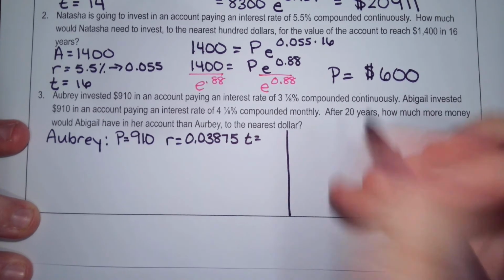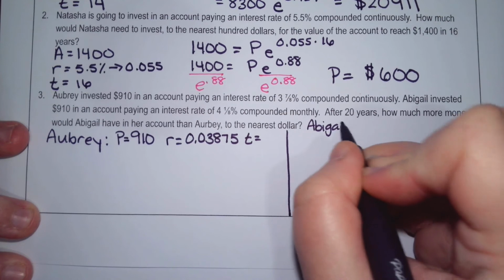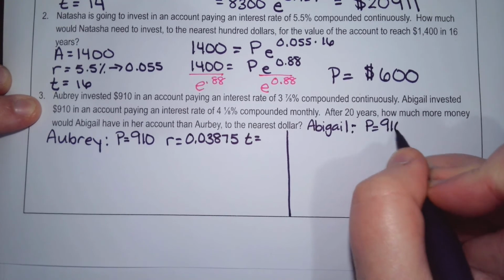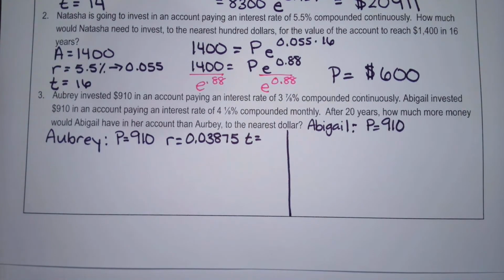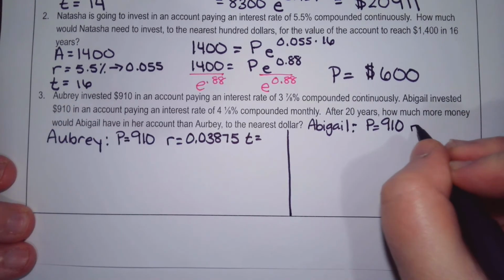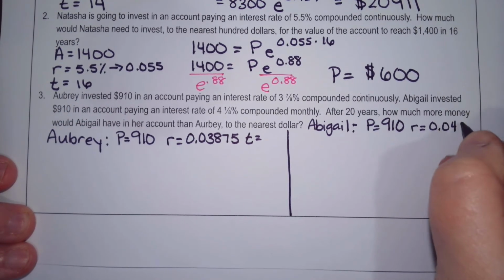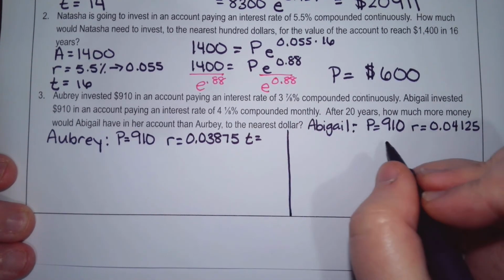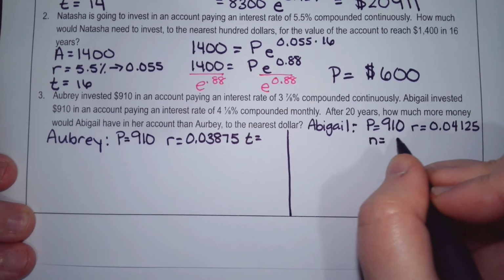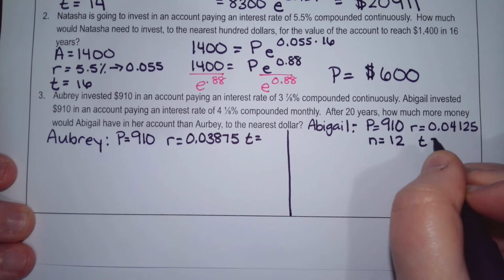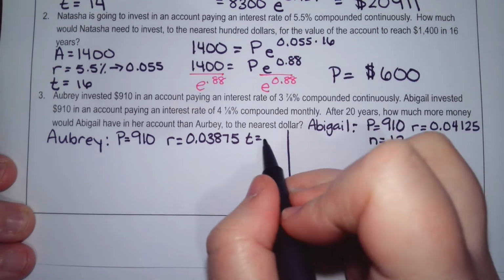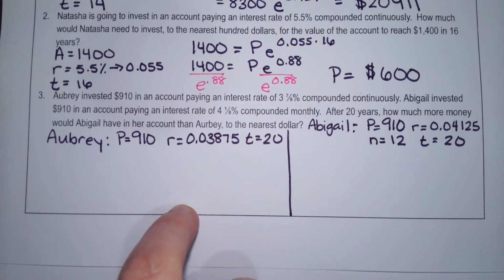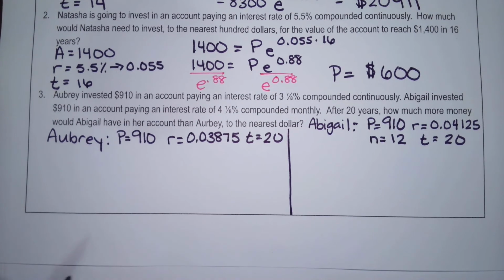And then we have Abigail. Also invested her starting amount of $910. Interest rate of 4 1/8. Again, no one's got time for fractions, so 0.04125. And this is compounded monthly. So Abigail is going to have an N. So it's monthly, so 12. After 20 years, so there's our T value for both of them. How much more money would Abigail have in her account than Aubrey to the nearest dollar?